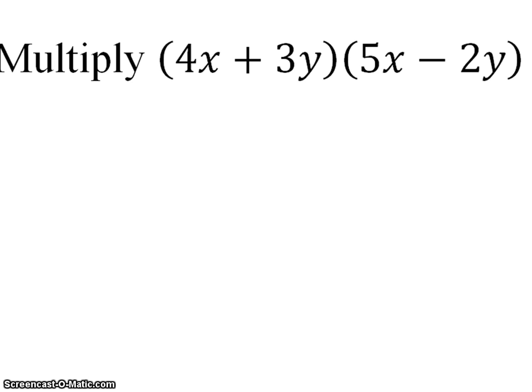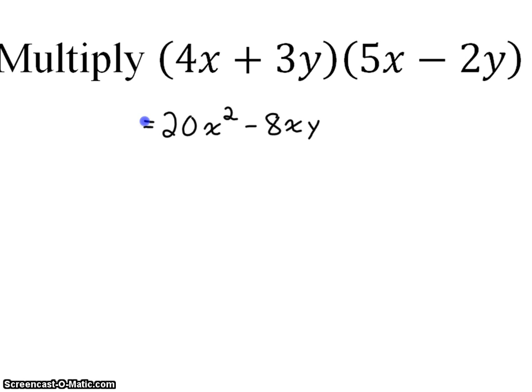So we will multiply the two first terms, the 4x times the 5x. So that's 20x squared. Those were the first terms. FOIL. So we multiply the outer terms now. So that's the 4x times the negative 2y. That's negative 8xy.